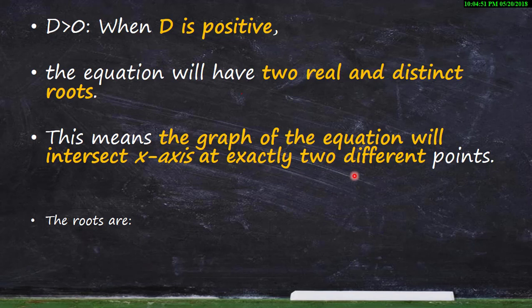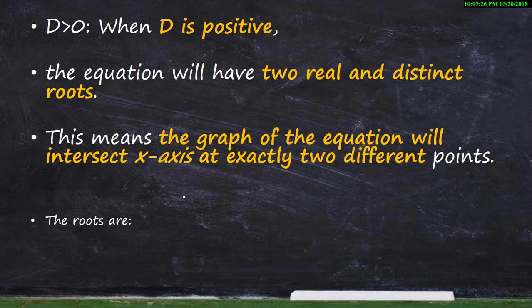This is very important: two different points. So that's what I'm telling here. Two real and distinct, meaning different, roots. So the graph of this equation will cut the x-axis at two different points. Now there is a direct formula for finding roots from the discriminant, and I'll write it now.